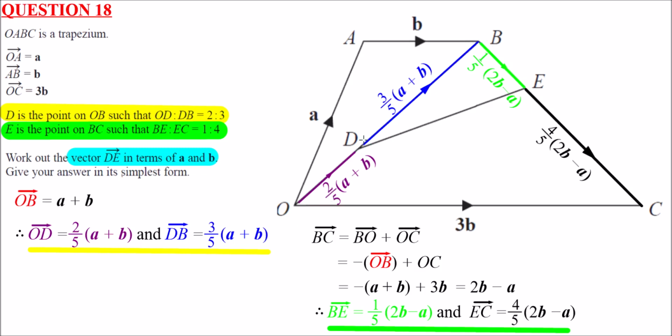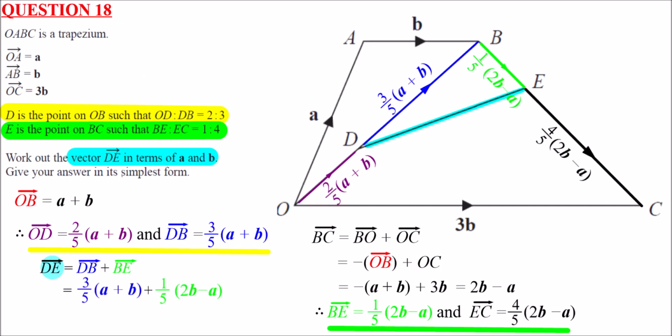So we can actually solve the question now, because we know DB and BE in terms of A and B, so it should all fall out just fine. So from D to E, we can use DB plus BE. This is our starting point. From D to B is 3/5 A plus B, and then also we can add on 1/5 of 2B minus A. So now all we need to do is to expand these brackets.